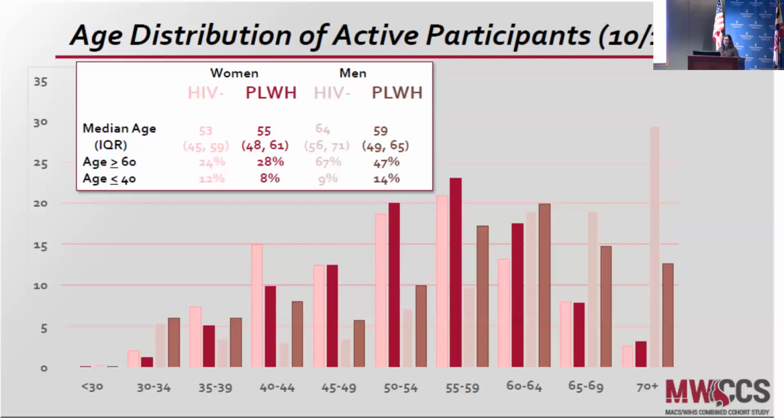Here's the age distribution of our people living with HIV, by sex and by HIV status, so that you can see we're not good at studying HIV in young people. The numbers are very small there. But for ages 40 and up, which is why we really focus on aging with HIV, we have a lot of individuals.